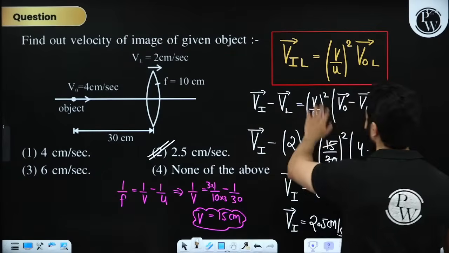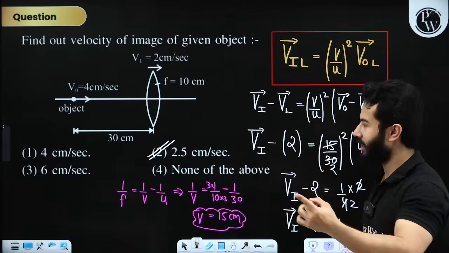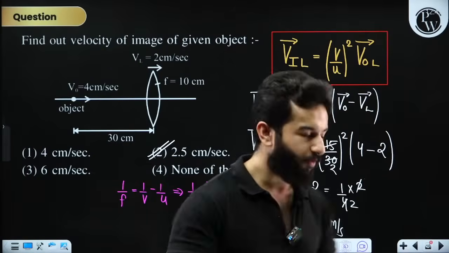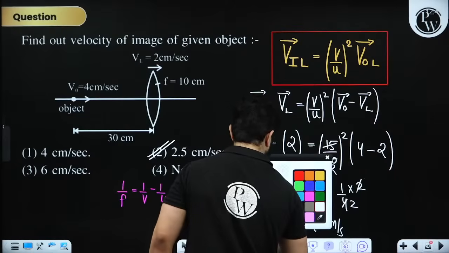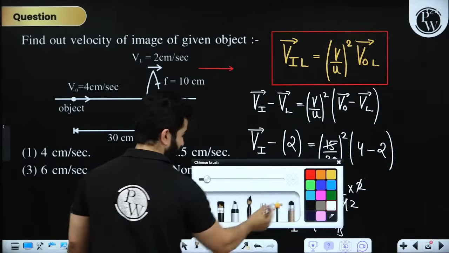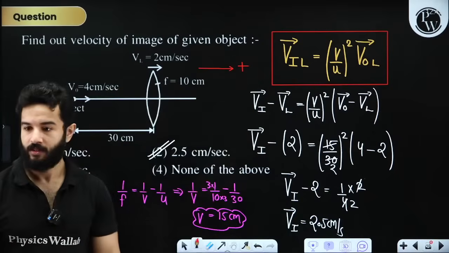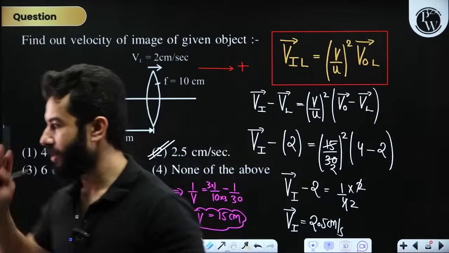Everything is clear? Any doubt in this formula? After this, if you have any doubt in the sign convention, you can ask me. In this problem, I have assumed this direction to be positive. I have assumed this direction to be positive. All right. And this direction to be negative. Clear? This direction to be positive, this direction to be negative.